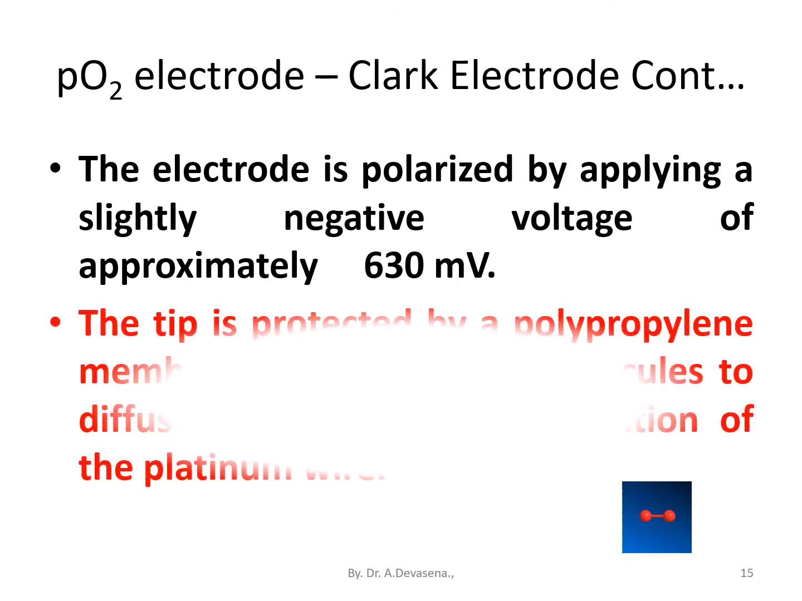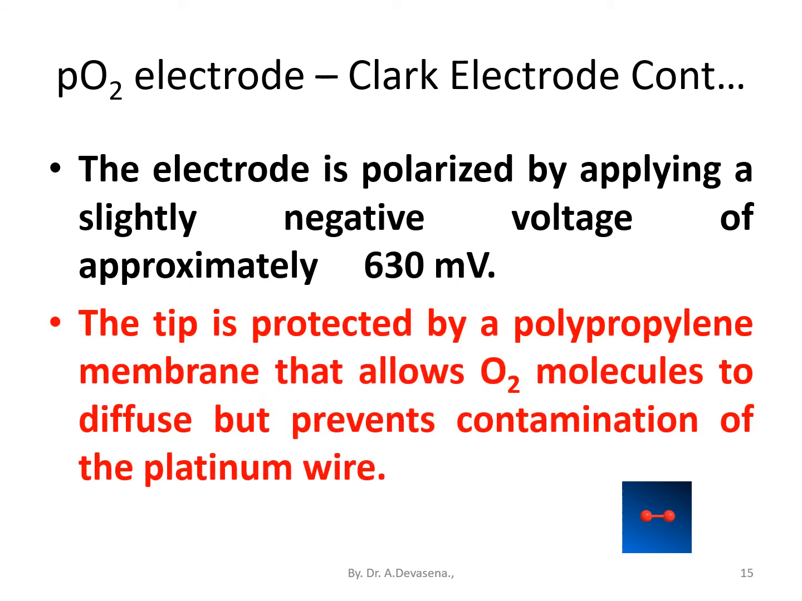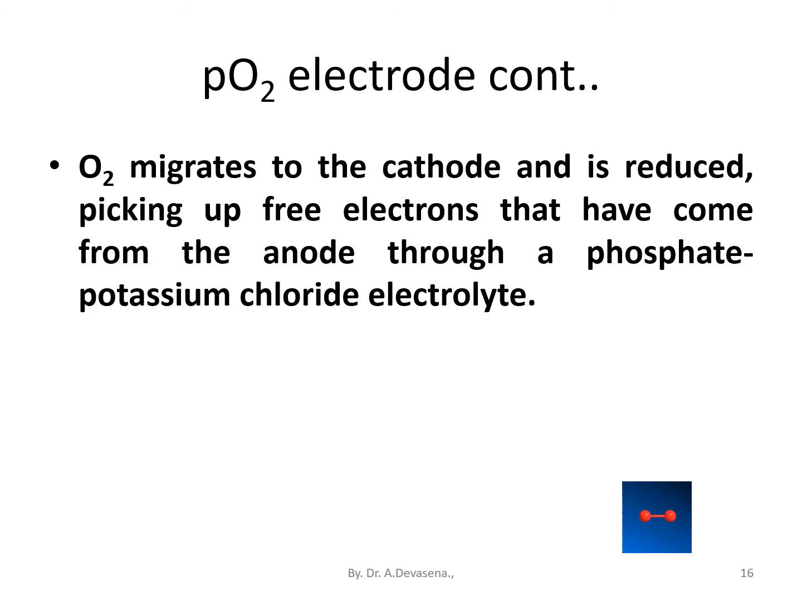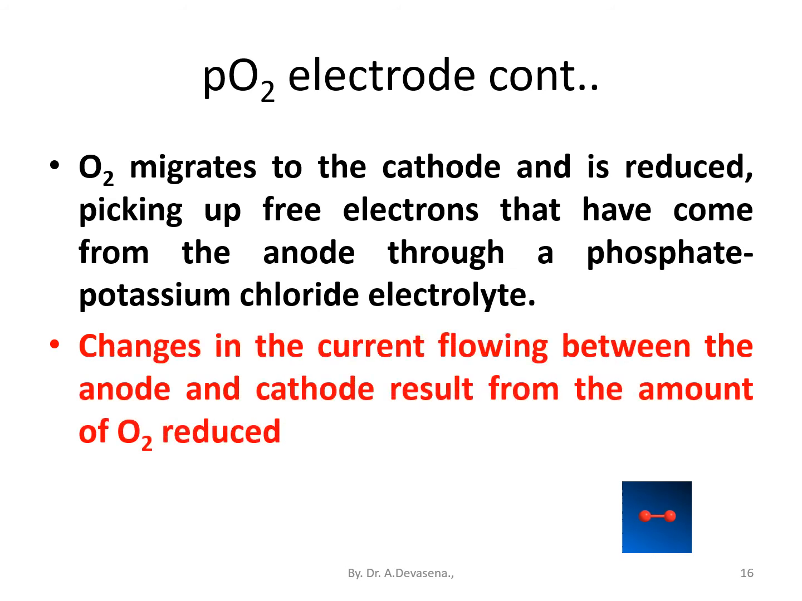The tip is protected by a polypropylene membrane that allows oxygen molecules to diffuse but prevents contamination of the platinum wire. Oxygen migrates to the cathode and is reduced, picking up free electrons that have come from the anode through a phosphate potassium chloride electrolyte. Changes in the current flowing between the anode and the cathode result from the amount of oxygen reduced in the electrolyte and are proportional to the partial pressure of oxygen.